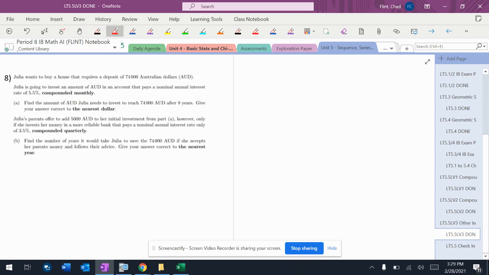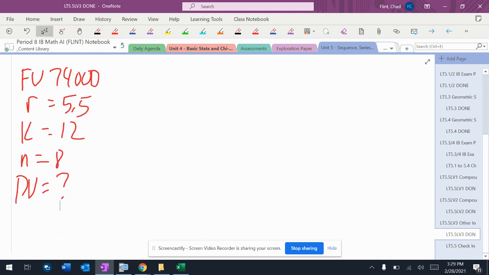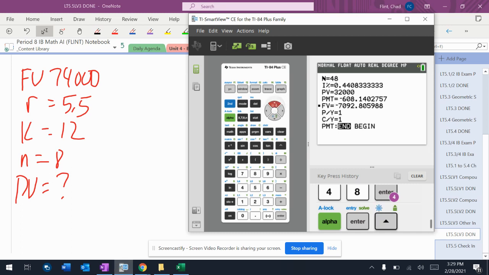These are always the easier ones. So the future value is 74,000. The interest rate is 5.5. It's compounded monthly, and we're doing it for 8 years. And so it wants to know what was the present value that we had to put into that account. These are always nicer problems, less thinking. So 8 years, 5.5% interest.